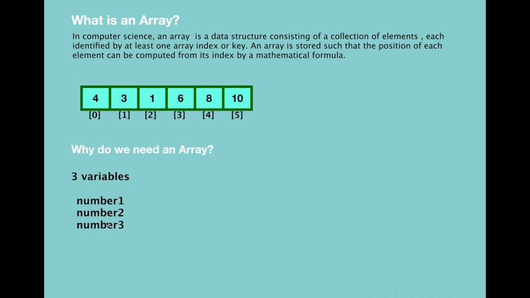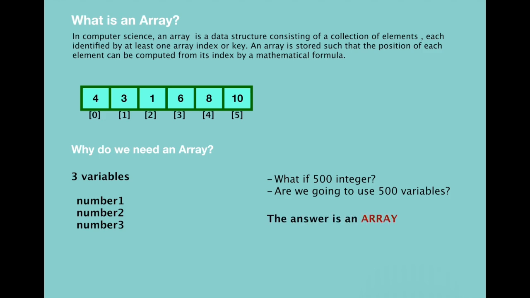Now let's assume we have to store 500 integer numbers. Are we going to declare 500 variables? Of course not. To handle such a situation, almost all programming languages provide a concept called array. An array is a data structure which can store a fixed size collection of elements of the same data type. So instead of declaring 500 variables, we just need to declare an array of type integer and keep these values inside the array. Then later on, by using indexes of the array, we can access these values easily.